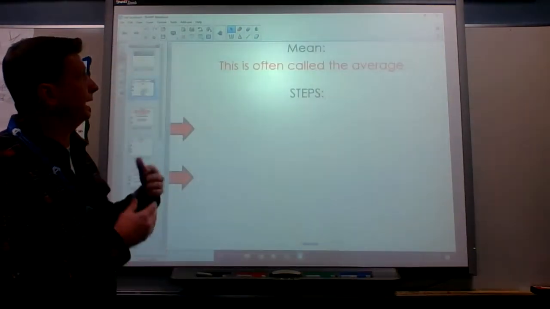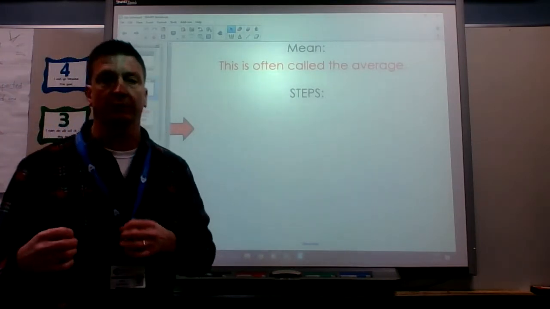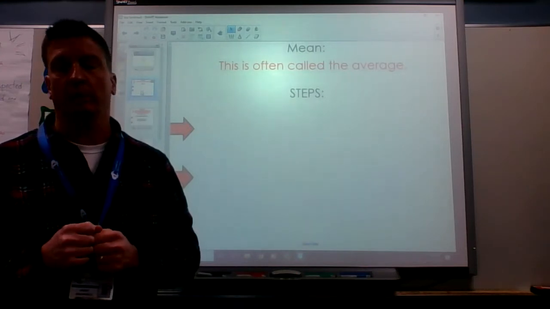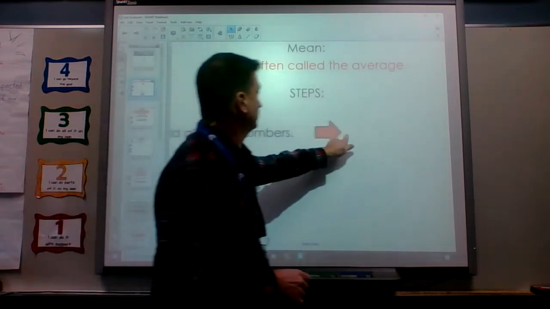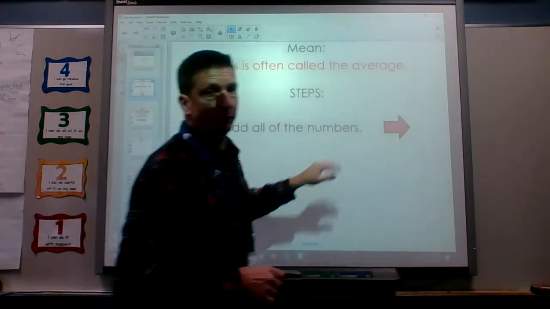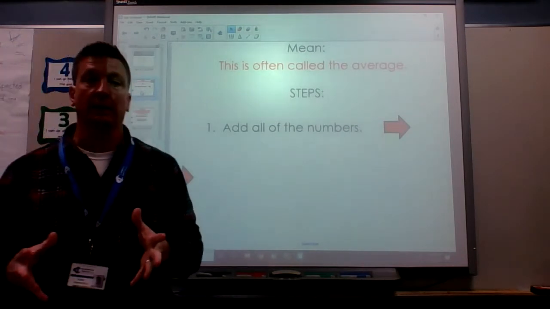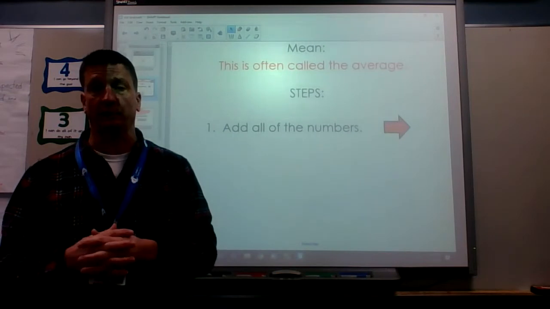If we look at yesterday, we talked about the mean, and how it's also called the average or a leveling of numbers. I had you write down in your foldable the steps. You can check your foldable and make sure you have these steps. The first thing you're going to do is take that set of numbers and add them all together and get a grand total.